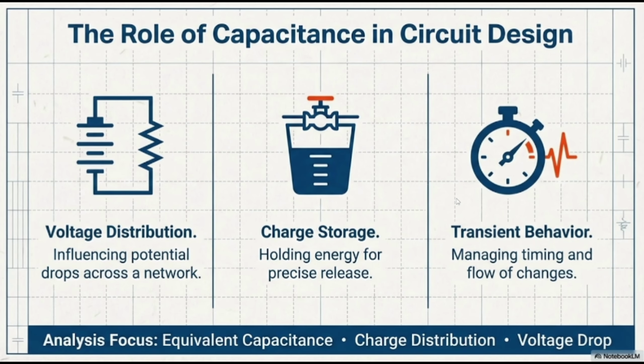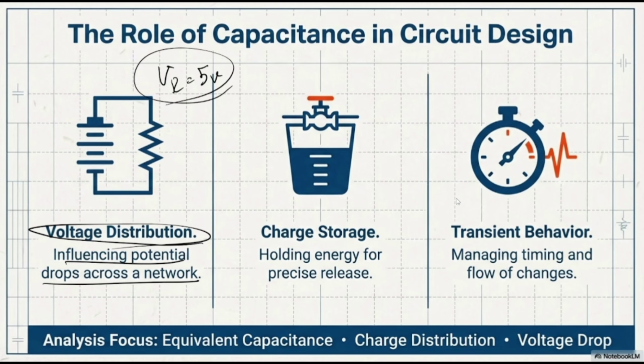So at this point, we have the voltage distribution. Obviously, a capacitor, like the resistor or maybe the future inductor, is also going to have a stored amount of voltage, but this voltage is not going to be constant all the time. This voltage changes based on time. So it influences the potential drop across the network based on the timing itself. Again, it's not like the resistor, where if the voltage is, for instance, 5 volts, it's going to stay 5 volts all the time.